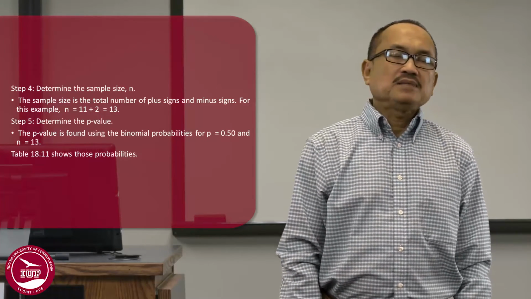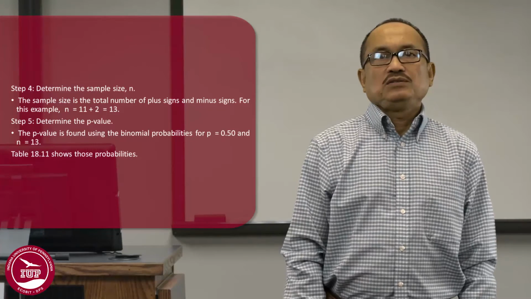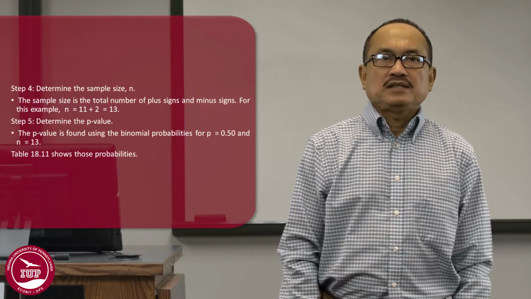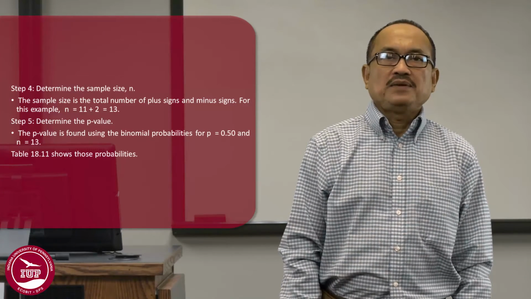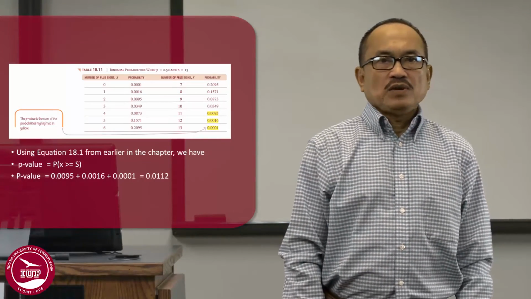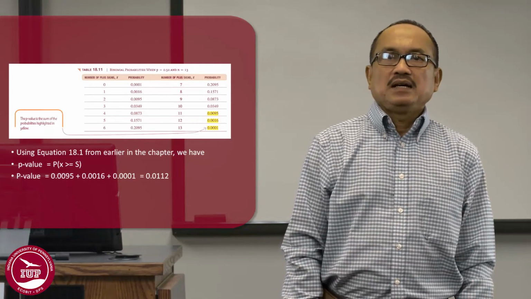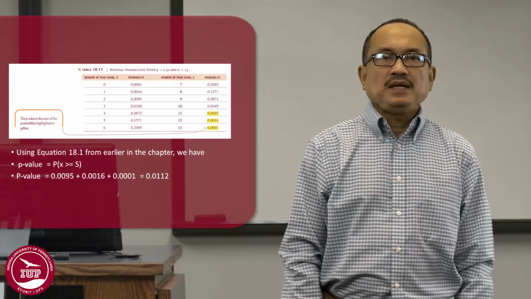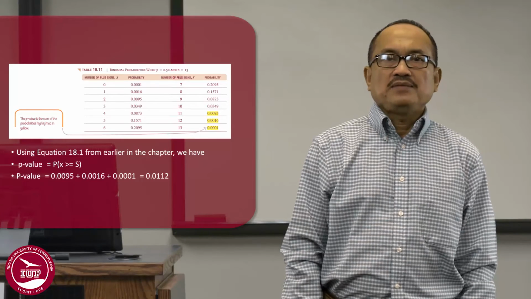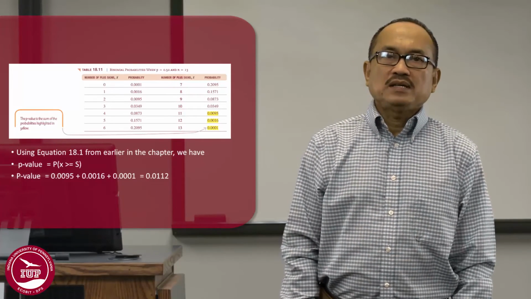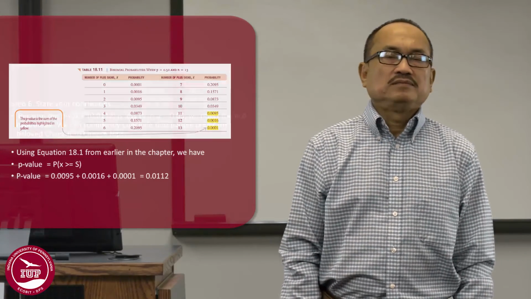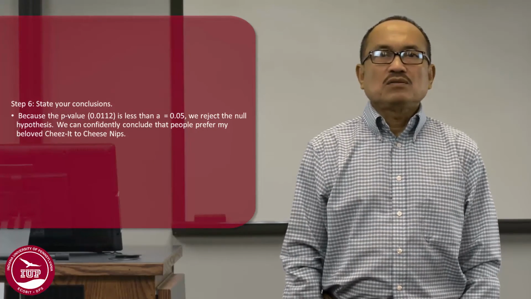Step 5. Determine the p-value. The p-value is found using the binomial probabilities for p equals 0.5 and n equals 13. Table 18.11 shows those probabilities. Using equation 18.1 from earlier in the chapter, we have p-value equals P(x greater than or equal to S) equals 0.0095 plus 0.0016 plus 0.0001 equals 0.0112.